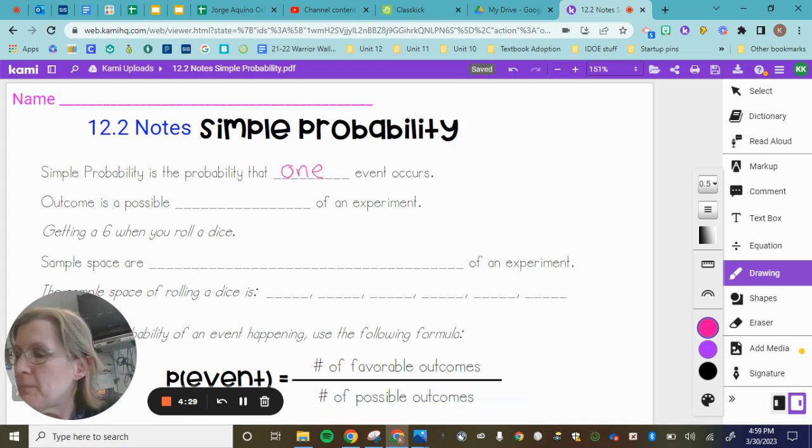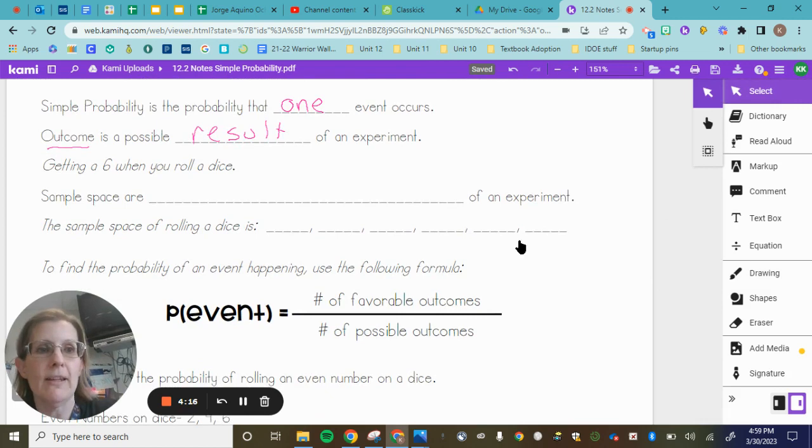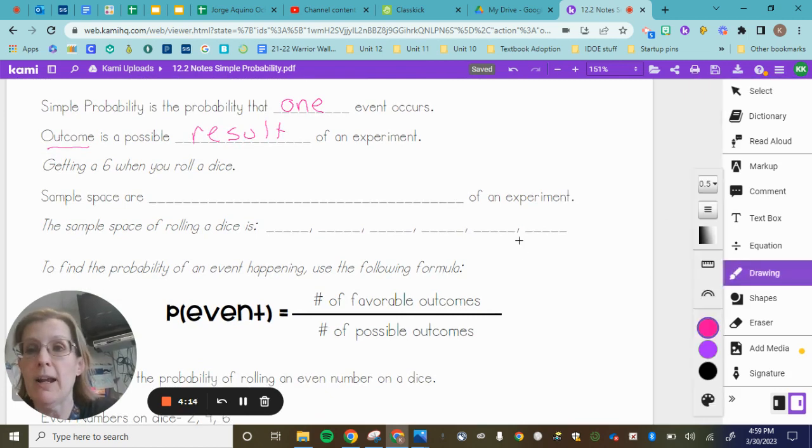An outcome is a possible result of the experiment. So outcome is an important vocab word that we need to know. For instance, getting 6 when you roll a dice, like it says, that's an outcome.